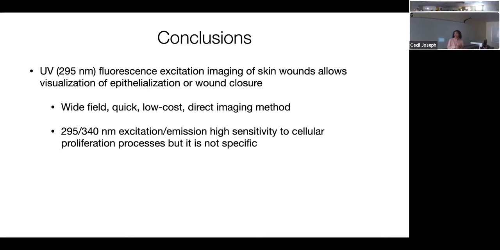So the next thing for us is actually to try it in a study which is about the wounds and chronic wounds. And thank you.